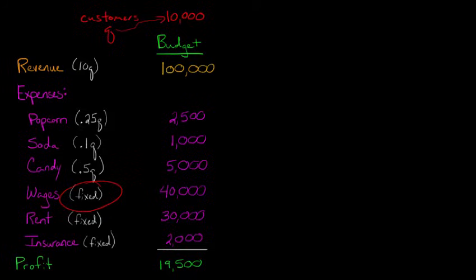But for our purposes here with the movie theater, we're just going to say that it's a mom and pop movie theater, and they say we're not hiring anybody else. We're just going to treat wages as fixed, and so it's 40,000. And then rent of the building, no matter what the Q is, we're not renting another building. That's fixed, and the insurance costs are fixed as well. So when we take our budgeted revenue and subtract out all our expenses, we end up with a budgeted profit of $19,500.